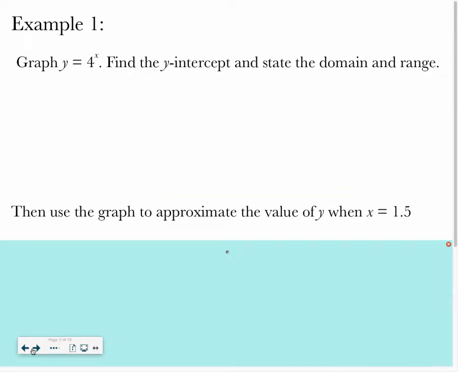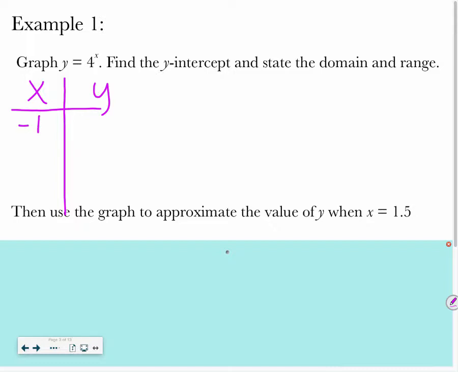So let's look at our very first function. We have graph y equals x to the fourth, and graph y equals 4 to the x power. We want to find the y-intercept, and we want to state the domain and range. So what I'm going to tell you guys to start off with is make an XY table, okay? So do some maybe negative numbers, some positive.